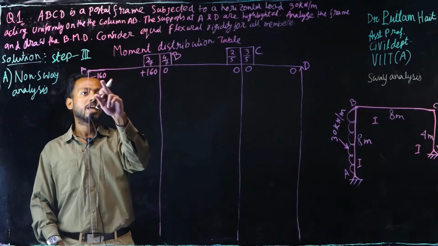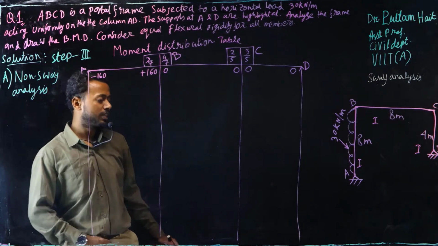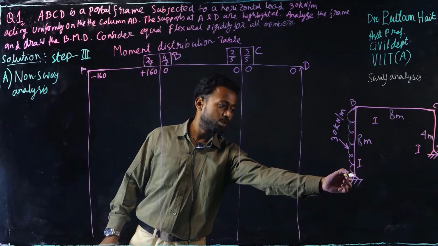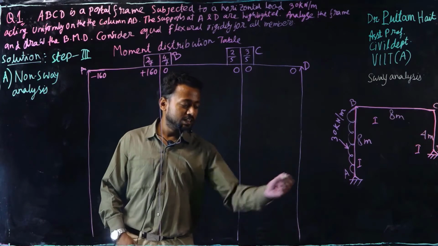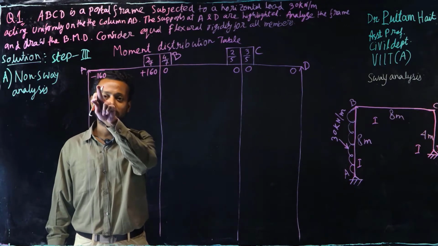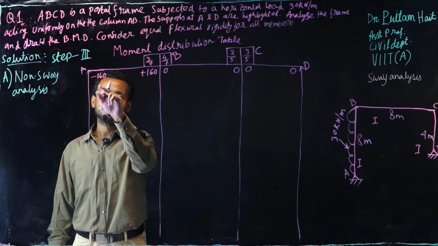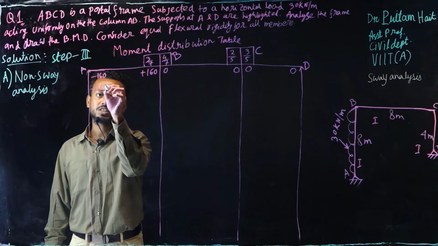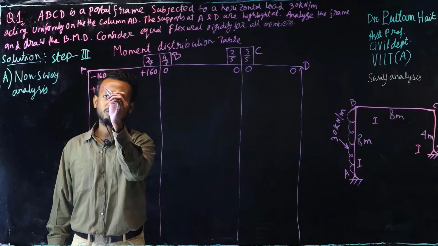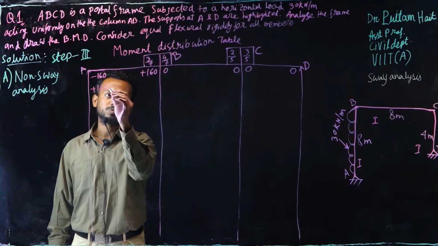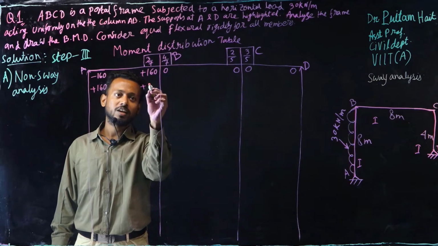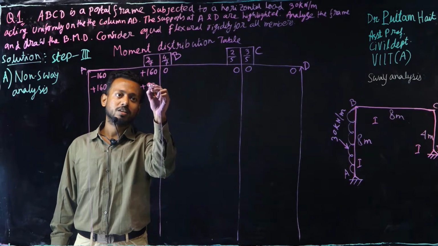Just see here, MAB is minus 160. Since the A support is a hinge support, no moment will be there in this support, so I have to make this moment 0. To make it 0, I will add 160 kilonewton meter. Since I am adding 160 kilonewton at this support, 50% of this moment will come to this support. So I have to add here 180. Okay.